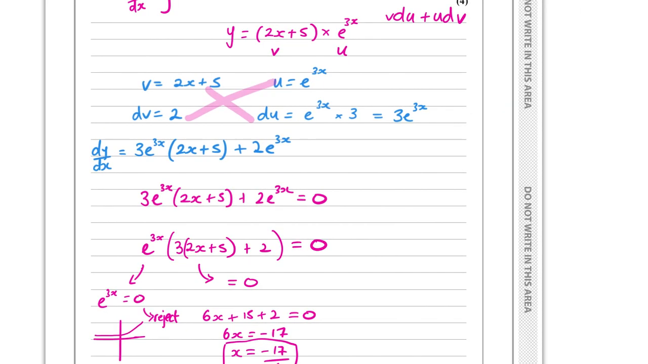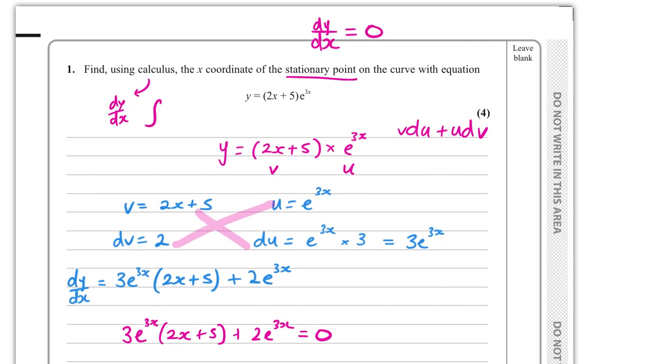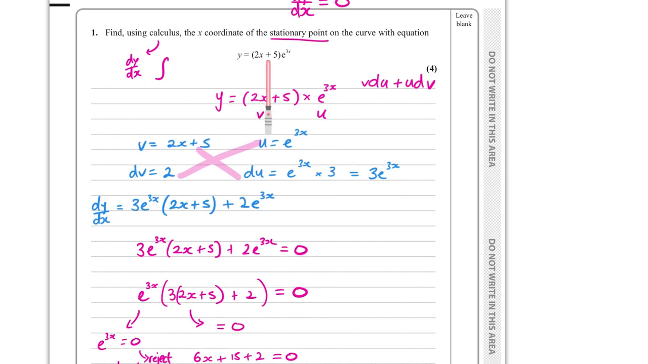Right, double check the question. Has it asked for coordinates or just the x-coordinate? And it's just said the x-coordinate. If it wanted the y-coordinate as well, you would substitute that x back into the original equation.